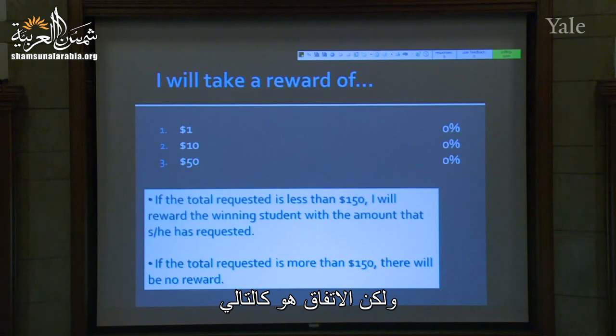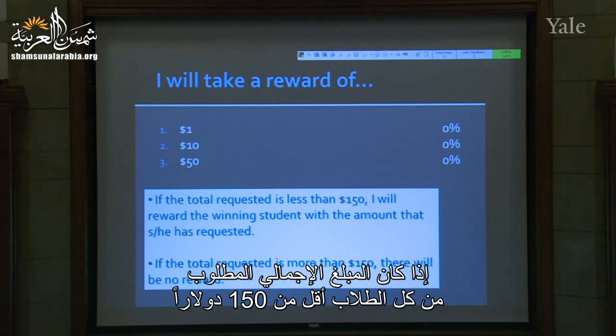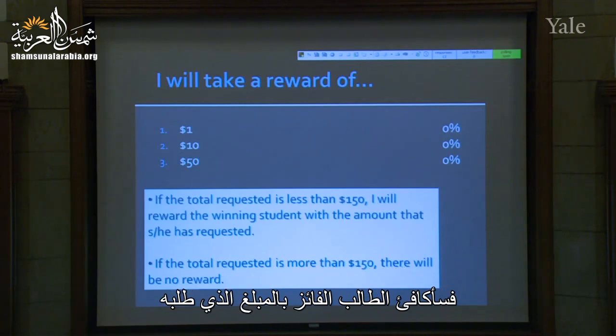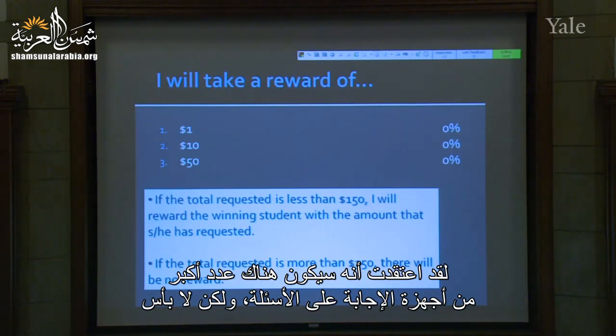But here's the deal. If the total requested is less than $150, I'll reward the winning student with the amount that he or she has requested, but if the total requested, and I will say I thought there would be more clickers than there are, this is a riskier game than I meant myself to be playing, but we will see.